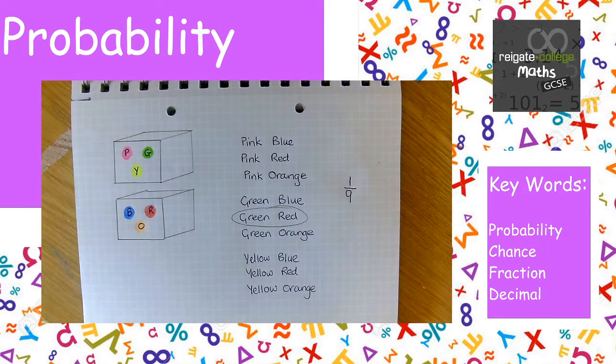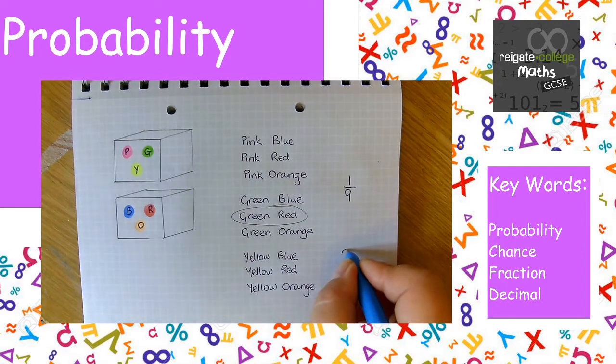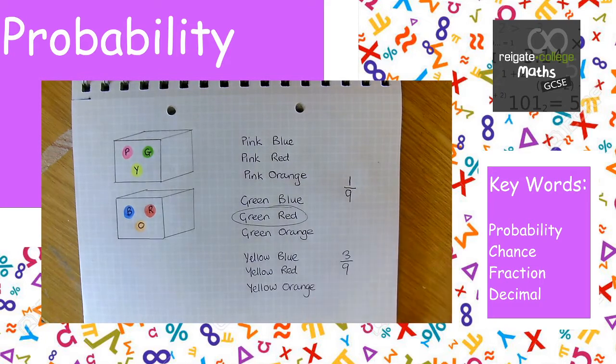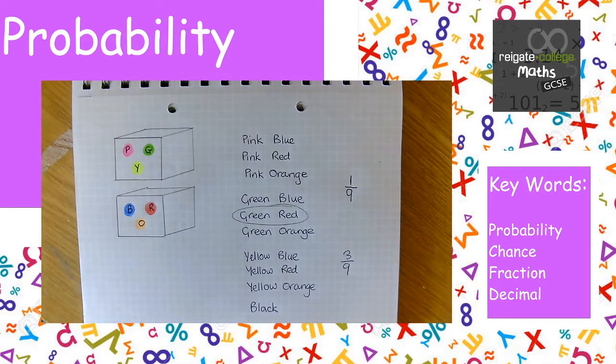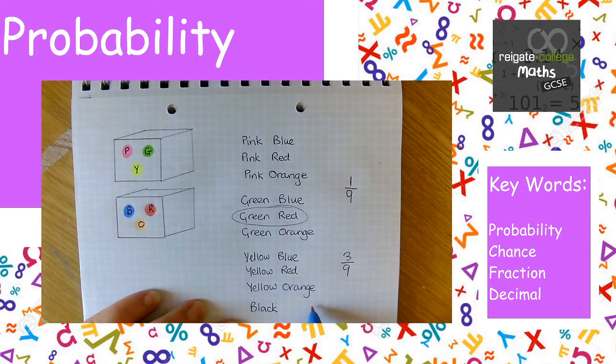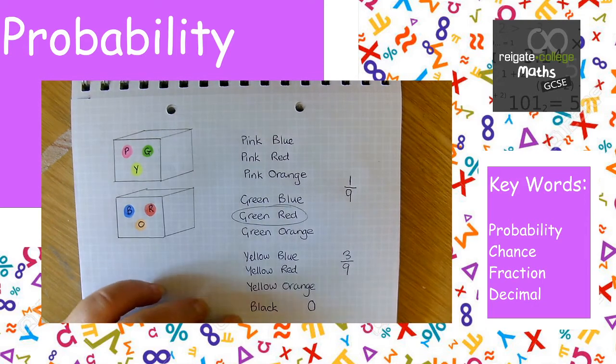If I were asked for any combination that included a yellow counter, I could look at my list. I see that I've got 3 options with yellow counters, so the probability of that occurring is 3 out of 9. Very often with these kinds of questions, you're also asked for a colour that isn't in the box. For example, what's the probability of pulling a black counter out of either box? Because I have no black counters, the probability is 0.